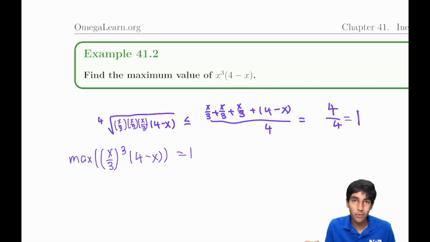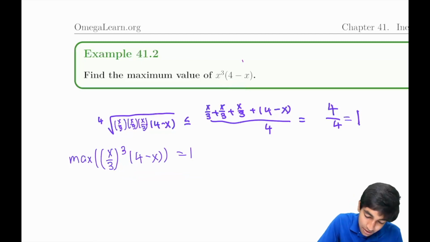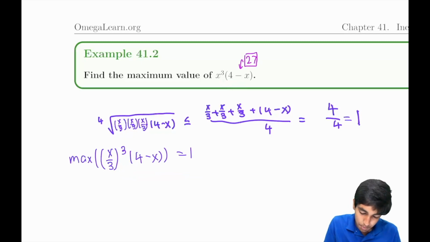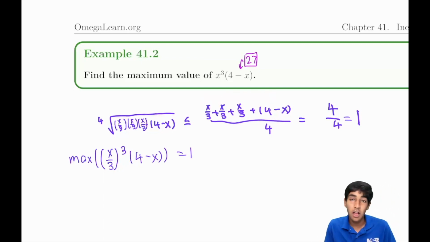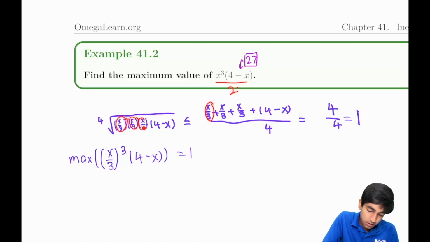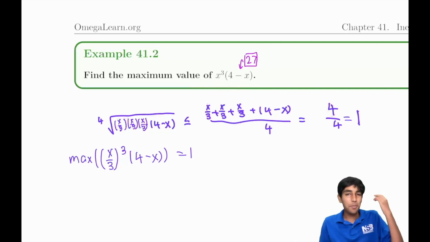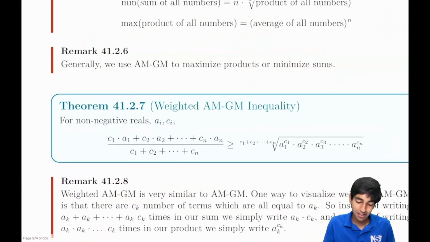Pause the video, think about this for some time. This is just 27 times this. So the maximum value of this is just 27. Do you get it? Basically, we had x plus x plus x plus 4 minus x here originally, which didn't give us a nice sum. But what we did is we just divided by 3 all of these terms, and then we get a nice sum, which is constant. And then we can just multiply by 27 back later. No big deal. Boom. Got a maximum. Super cool trick.